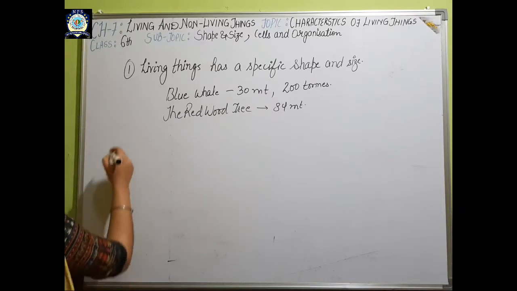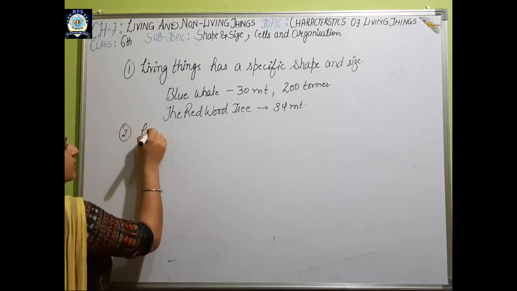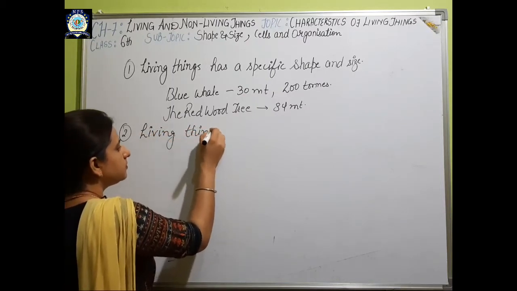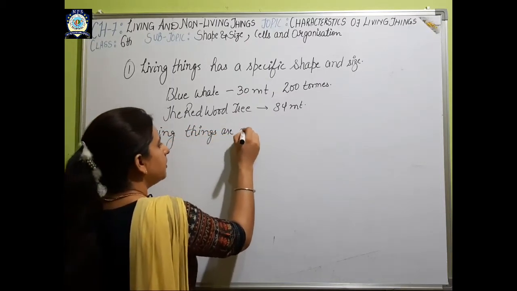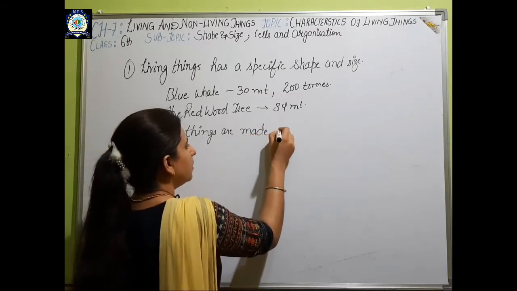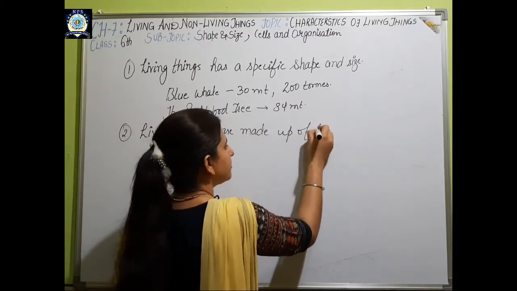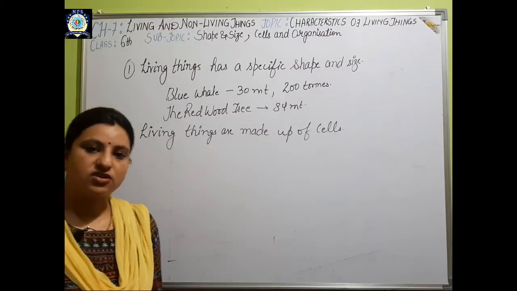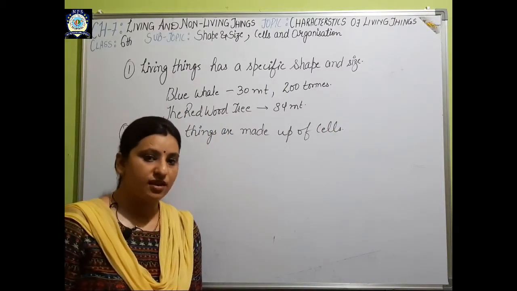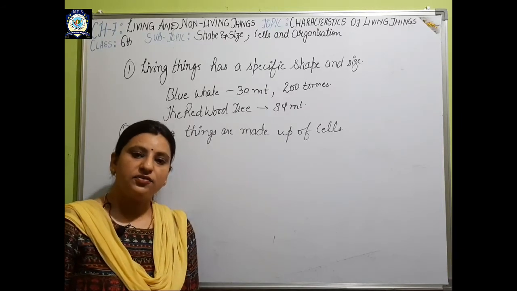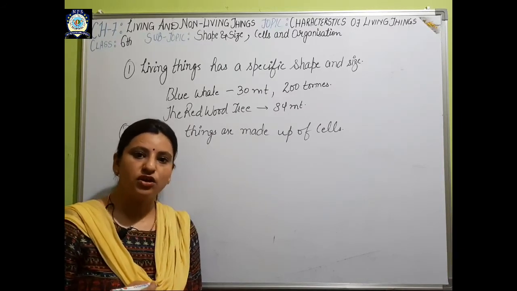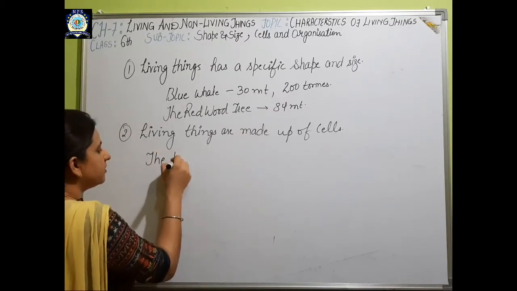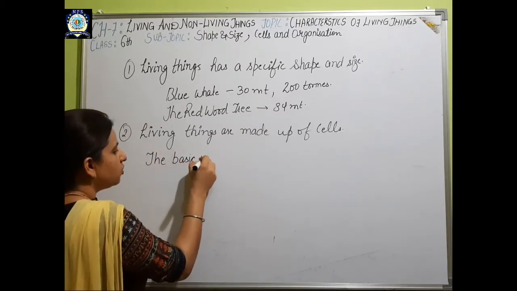The second character is living things are made up of cells. We know that cell is the basic structural and functional unit of life, and if it is structural and functional unit, so it is called the basic unit of life.